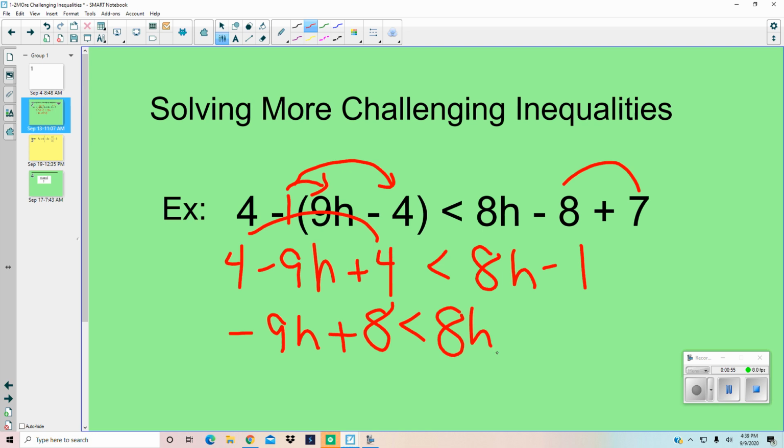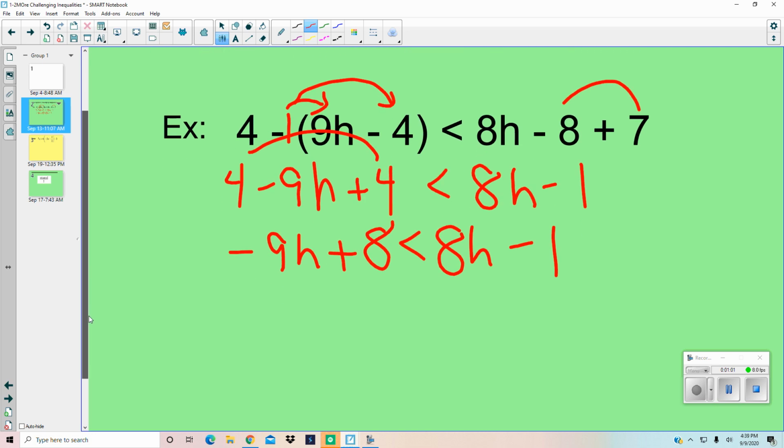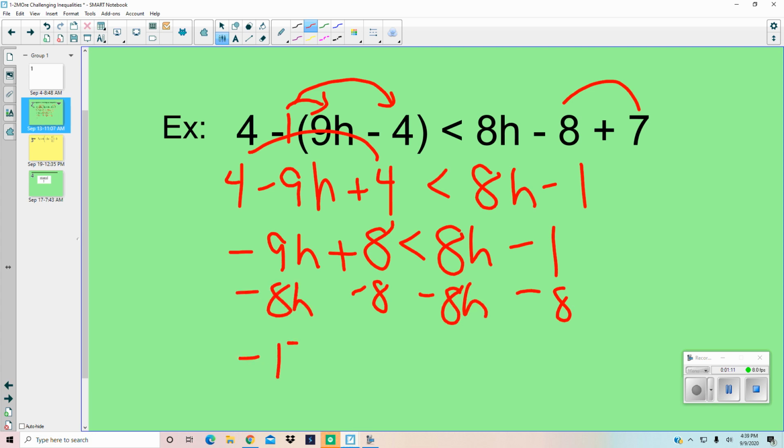And remember, when you're solving an inequality, it's just like solving an equation. You're trying to get the variable on one side and the numbers on the other. So I would subtract 8 here and then subtract 8h. So that's going to give me -17h, less than symbol, and then I have -9. And then I'm going to divide by -17.